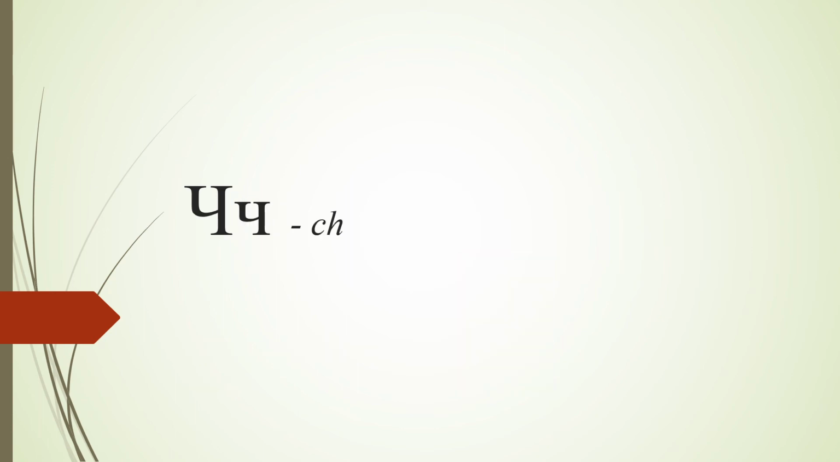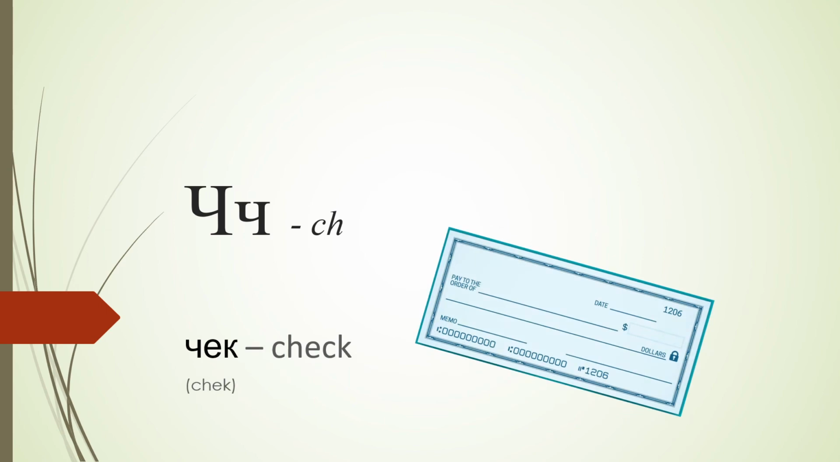The next letter is че. che, just like the English CH sound. And an example word is check, which means the same thing in English. Check.